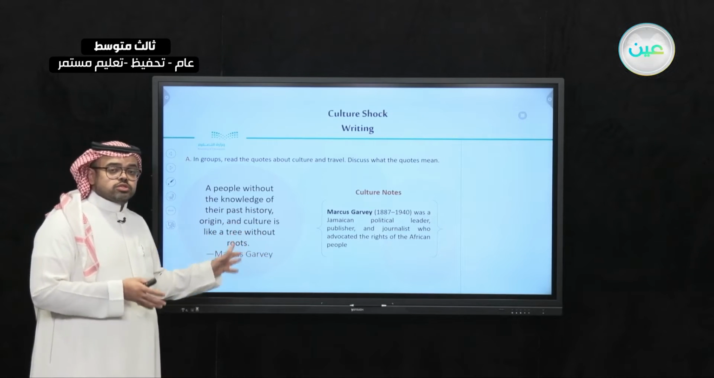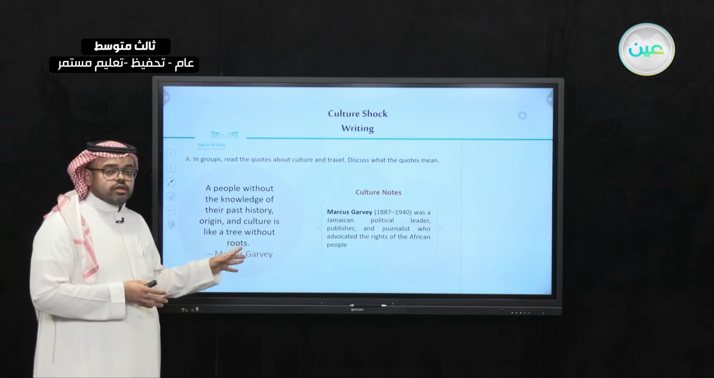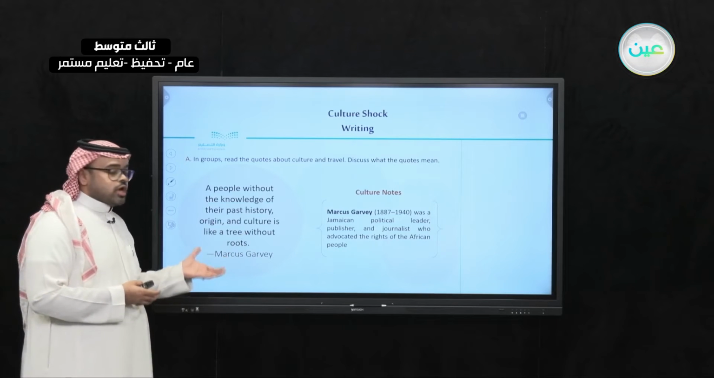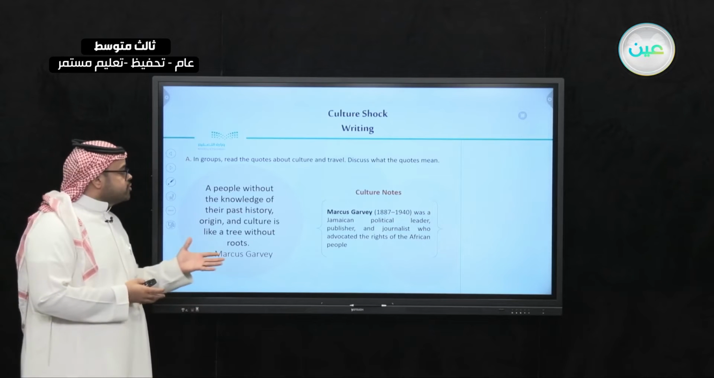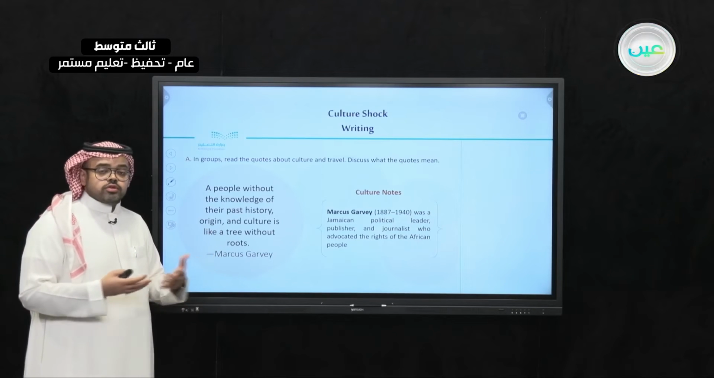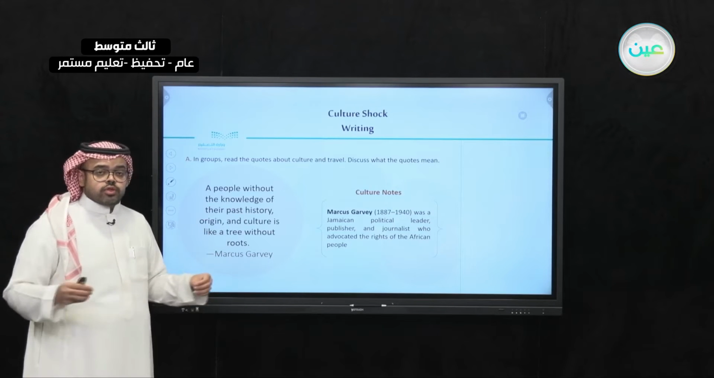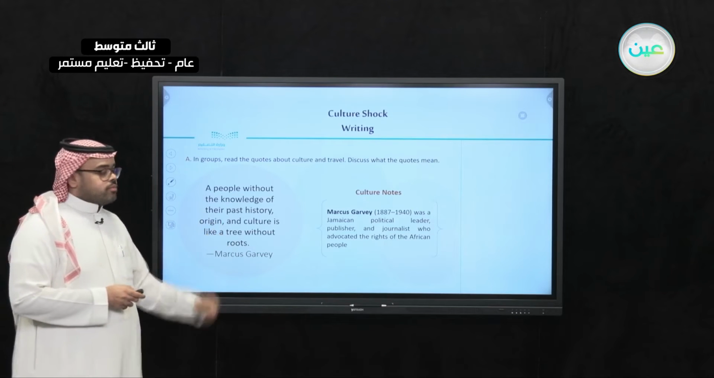So this is what Marcus Garvey talked about in this quote. And you can also come up with different ideas about this quote. So try in groups, maybe with a family member or a friend of yours, to gather and read this quote and come up with some of the things that you may understand from this one.